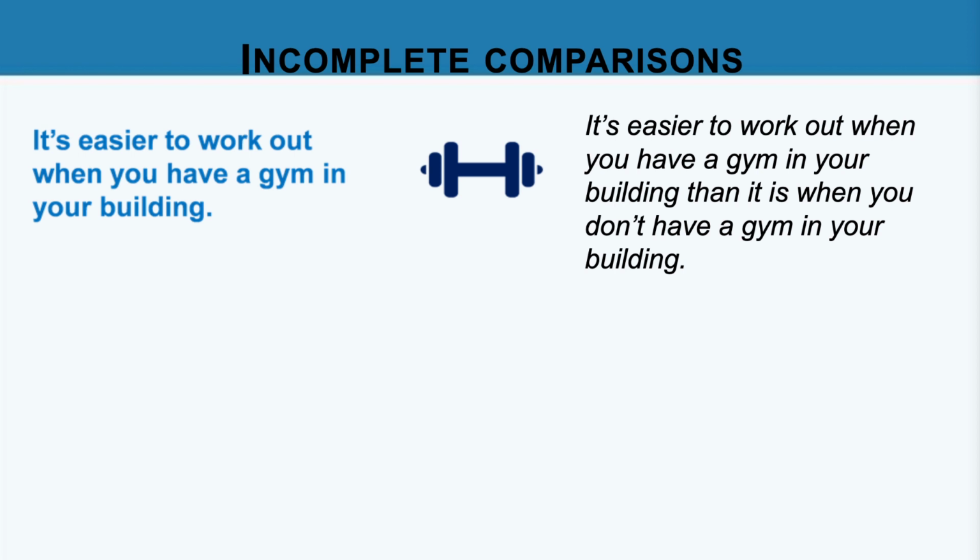Right? So we don't have a clear comparison in the first sentence. The second one here is one example of many different forms that you could write. So I just gave a parallel comparison, having a gym versus not having a gym. But it could be easier to work out when you have a gym in your building than a myriad of different things.